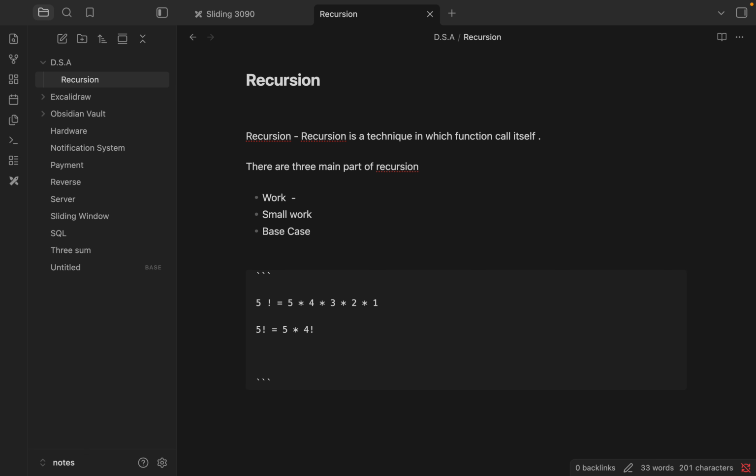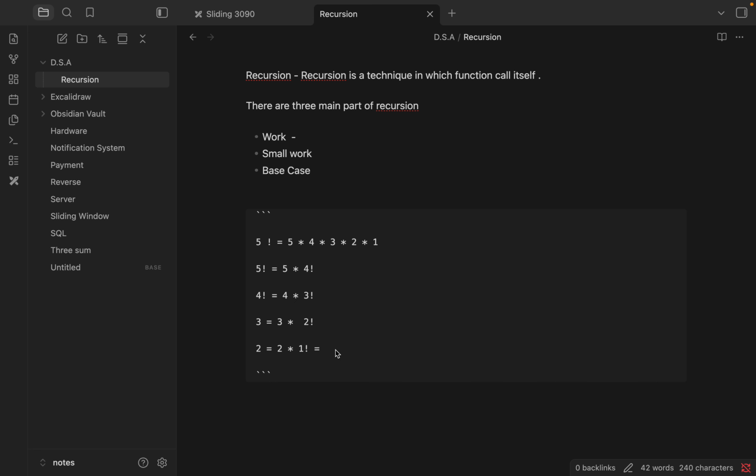Now again, what is the factorial of 4? 4 factorial is 4 into 3 factorial. When someone asks me what is the factorial of 3, at that point we can say 3 multiplied by 2 factorial. When someone asks me what is the factorial of 2, at that point 2 multiplied by 1 factorial. That is the answer.